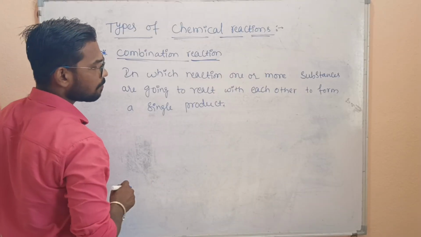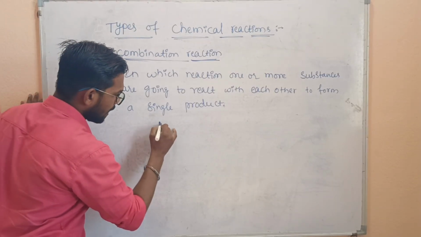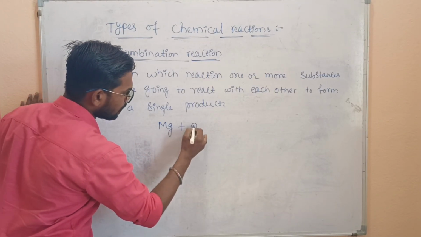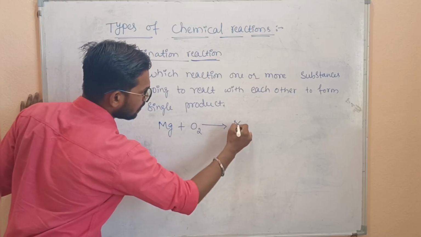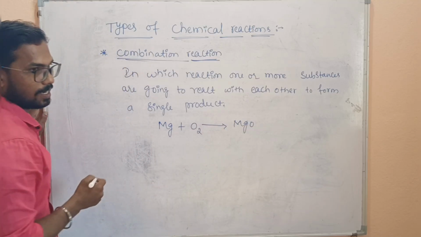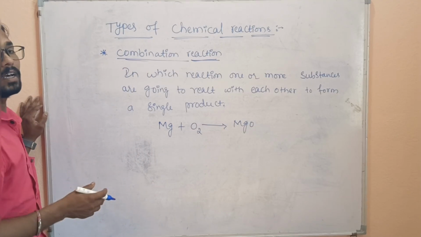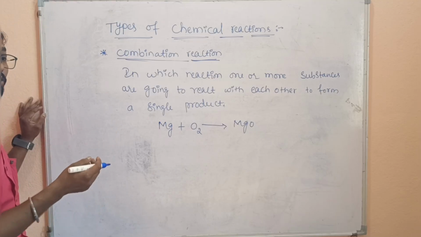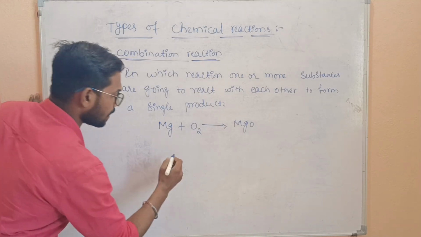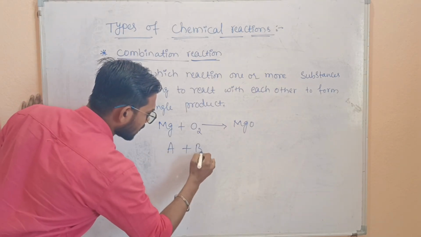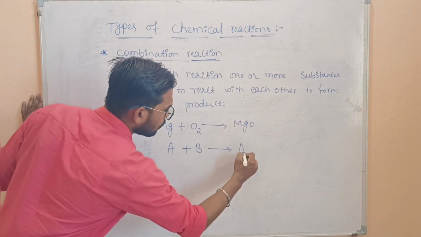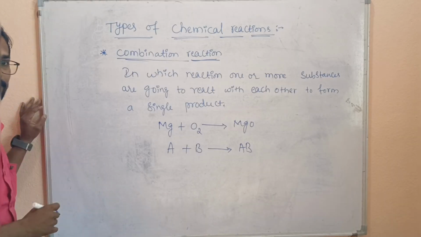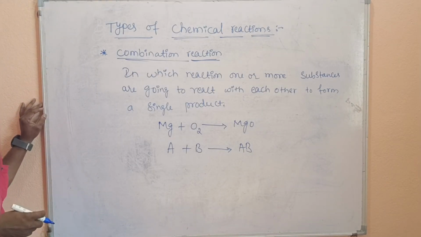For example, magnesium reacts with oxygen to form magnesium oxide. This is a perfect example of a combination reaction. Also, we need to know basically that A reacts with B to form AB. So this is the combination reaction.